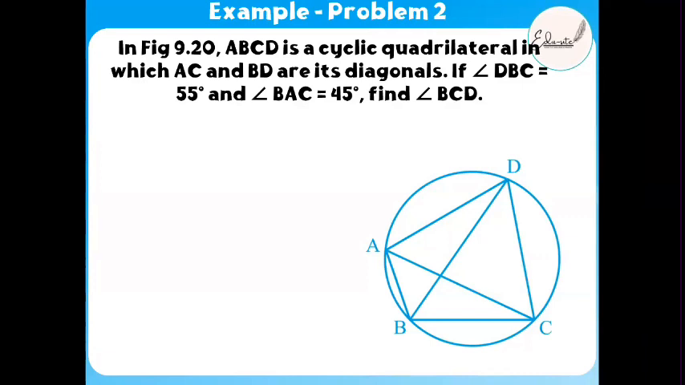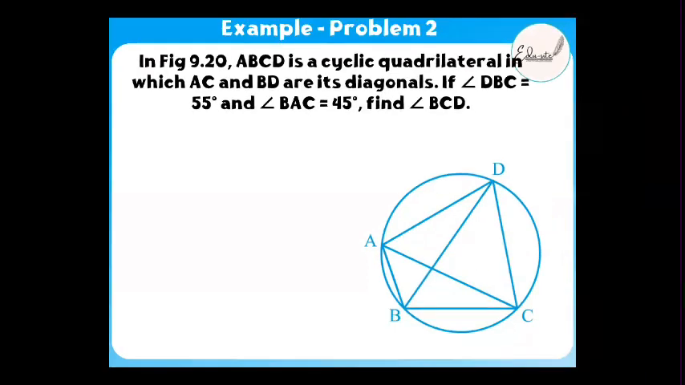So the question here is, Vita, ABCD is a cyclic quadrilateral. What is a cyclic quadrilateral, Liba? When the vertices of the quadrilateral lie on the circle, it is called a cyclic quadrilateral. They have told that ABCD is a cyclic quadrilateral in which AC and BD are diagonals. Where are AC and BD? These are the diagonals.